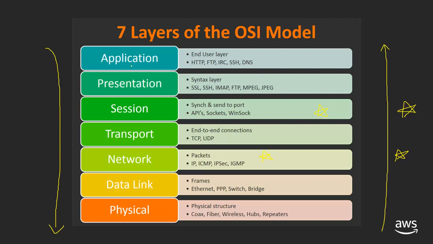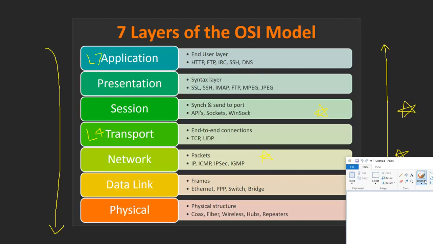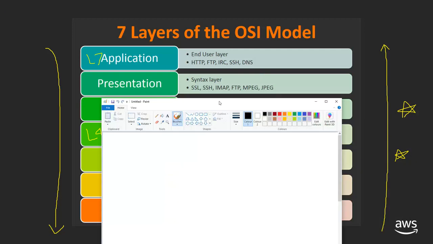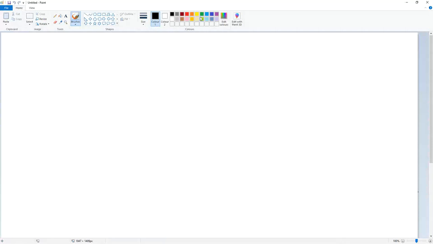Let's try to understand the difference between our application layer load balancer, which we call Layer 7, and a Layer 4 load balancer, which we call a transport layer load balancer. Let me try to explain it with an example. Let's take the example of a very important, very busy person. Let's say the Queen of England.